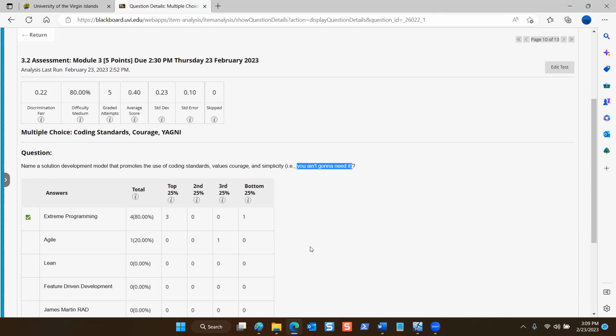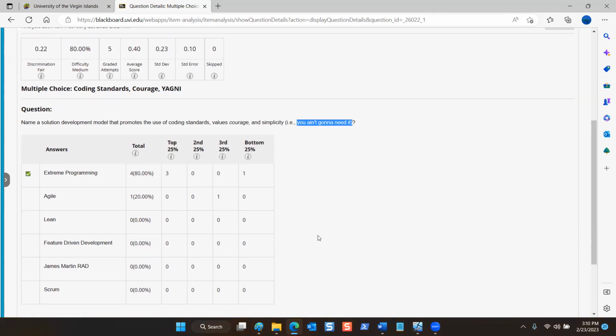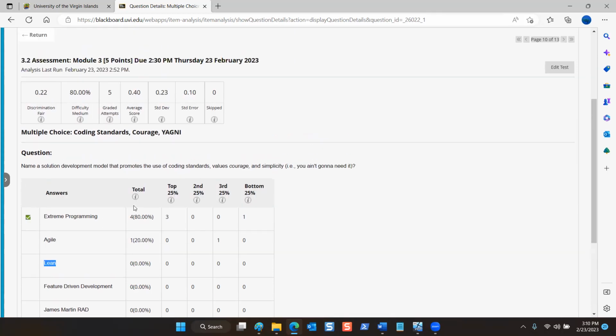So it is sometimes a trick. People remember how ruthlessly efficient lean is, and they think that YAGNI is associated with lean, but that's not the case. It's extreme programming. Any questions?